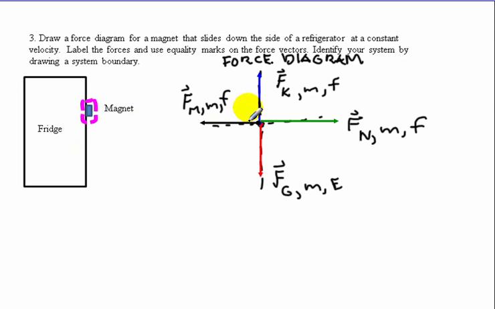But the important thing is to recognize that the feeler must be the magnet, is the thing we're drawing the force diagram of. So one more thing we could say is that because this is moving with a constant velocity, the sum of all the forces, also known as the net force, must equal 0.